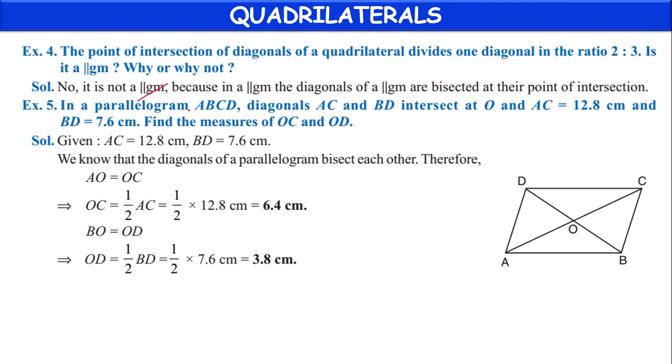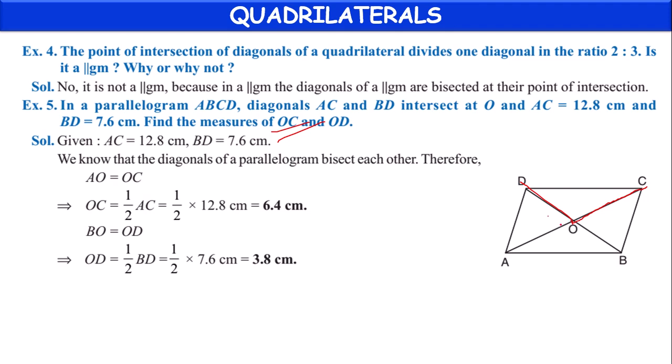Next one. In a parallelogram ABCD, diagonals AC and BD intersect at O. So AC equal to 12.8, BD equal to 7.6. Then what about OC and OD? Here they have given the value of AC, one diagonal, and BD, second diagonal. We have to find OC, part of one diagonal, and OD, part of another diagonal.